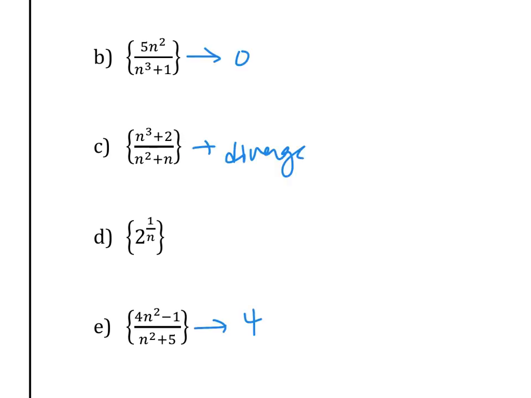All right, so I did B, C, E. C is going to diverge because if you look at the degrees, n cubed is bigger than n squared, so eventually it would just be n, and as n goes to infinity, it's going to diverge. D is a little bit tricky. What happens when n goes to infinity? Well, 1 over infinity is going to be 0, so 2 to the 0 is going to be 1. So it's going to converge to 1.